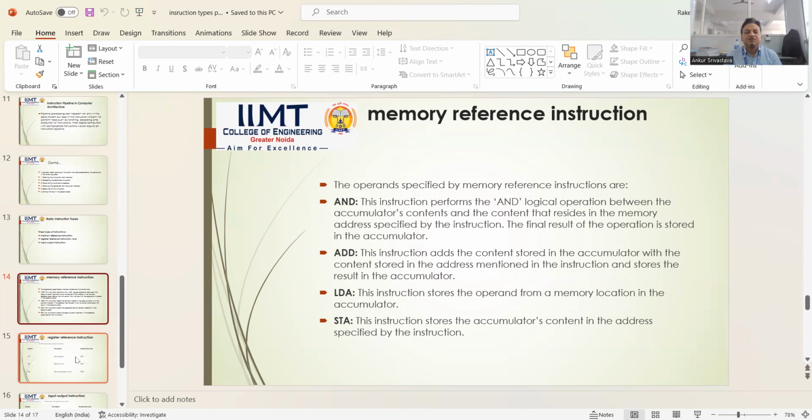STA, see, now LDA was load A, now STA is store A. ST means store. And you cannot change the command over here. STA means store. This instruction stores the accumulator's content in the address specified by the instruction.